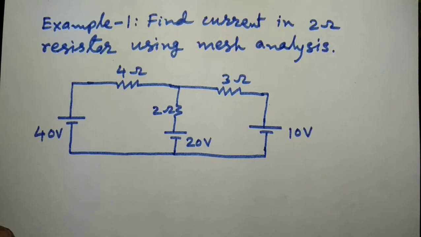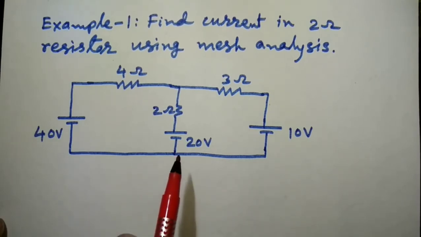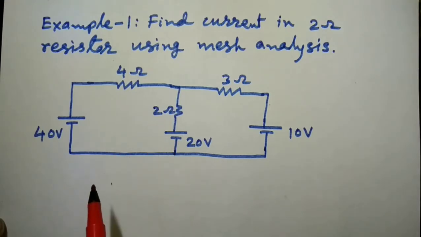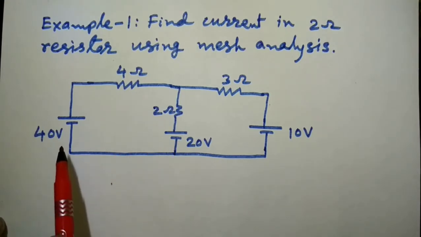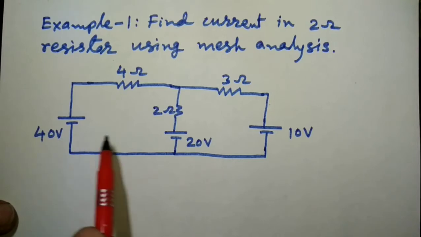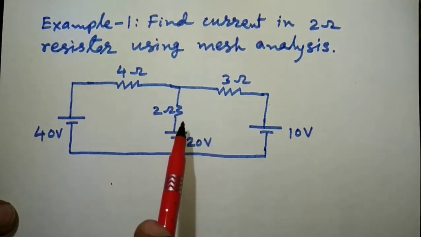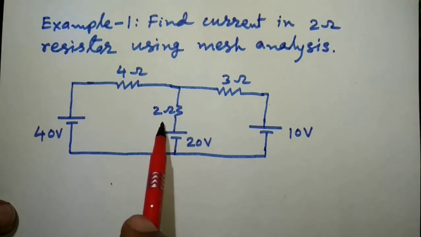Let's see some examples on mesh analysis. In the first question, in the given circuit, find the current in the 2 ohm resistance using mesh analysis. In the given circuit, there are some voltage sources and some resistances, and by using mesh analysis, we have to find the current in the 2 ohm.